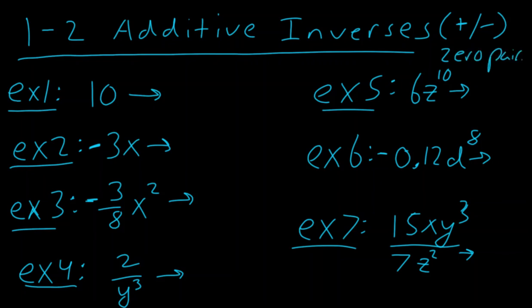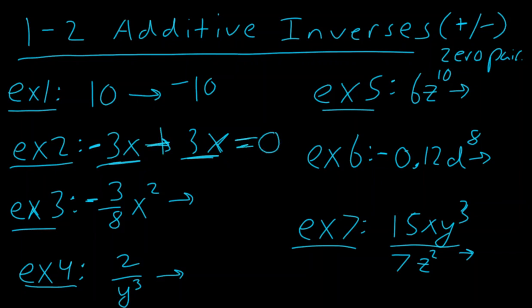Okay, so for example, if I said, what is the additive inverse of positive 10, you would say negative 10. If I said, what is the additive inverse of negative 3x, you would say positive 3x. And that's literally all you do. You just change the sign. And these things, because they're inverses, they get rid of each other. Negative 3x plus 3x, if we were to add them, would equal 0.